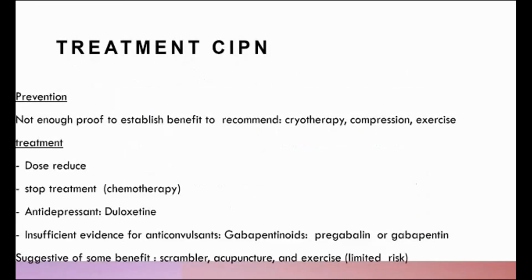Prevention, there's not enough evidence. Patients ask me, I had someone recently ask me about ice therapy, cryotherapy, compression and exercise in prevention. There's no evidence to support it. The treatment for peripheral neuropathy, there's dose reduce or stop treatment. There are things that you might come across. Antidepressants such as duloxetine can be used, and it's probably the most evidence behind.